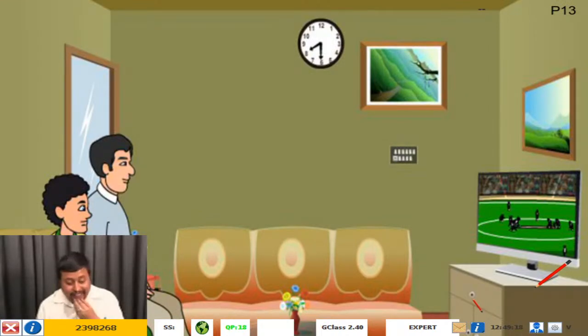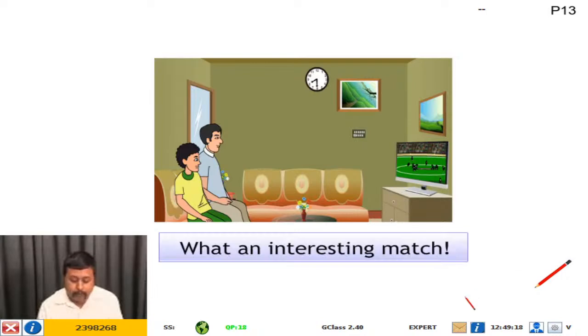All right, now what can we see next? We can see a nice drawing room where two persons are sitting in front of a TV and probably they are watching a cricket match on TV. So what do we have here for us? What an interesting match. What an interesting match. What kind of interesting match? Look at this word. We have talked about punctuations earlier. This is what? This is an exclamation mark.